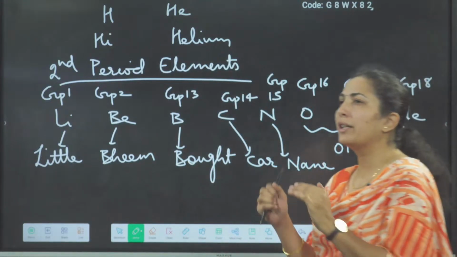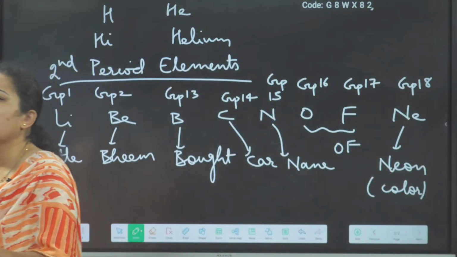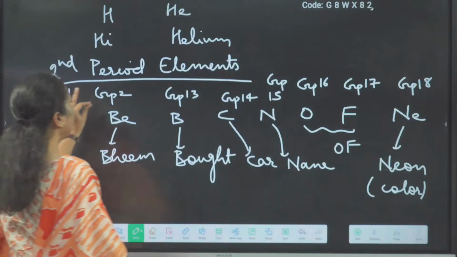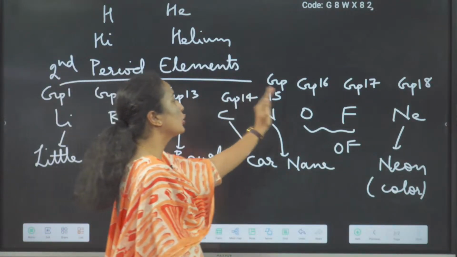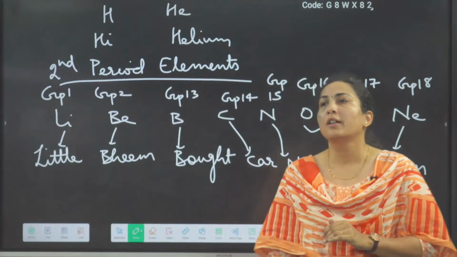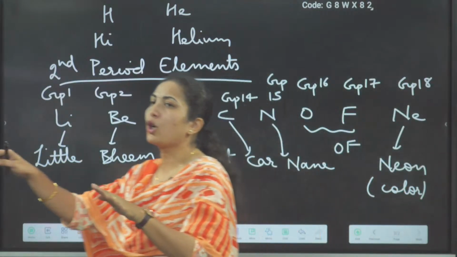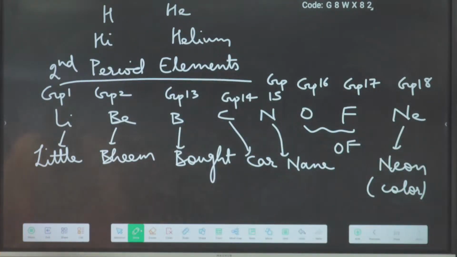Please write this down. Is there any confusion to anybody? The elements are lithium, beryllium, boron, carbon, nitrogen, oxygen, fluorine, and neon. We are writing them in the horizontal line. Shall we move further now?